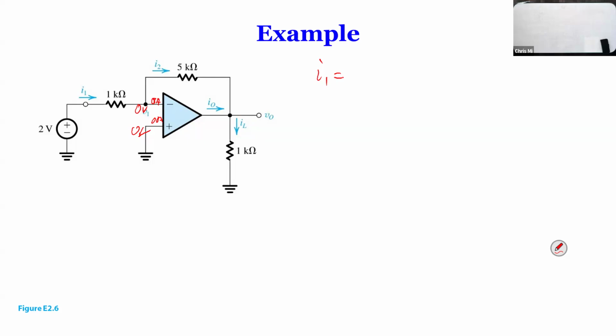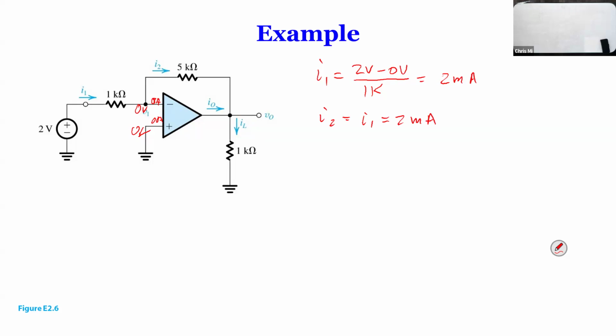I1 is the current across that 1K resistance. The inverting terminal is 0, and the other end is 2 volts, so 2 volts minus 0 divided by 1K is 2 milliamps. So how much is I2? Because the current going into the inverting terminal is 0, I2 equals I1, 2 milliamps. And how much is VO?